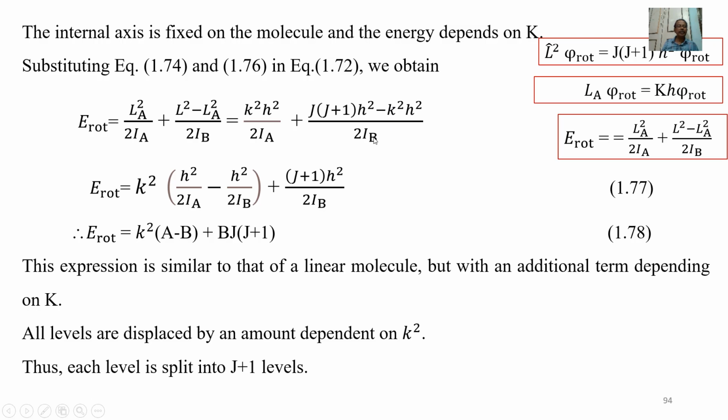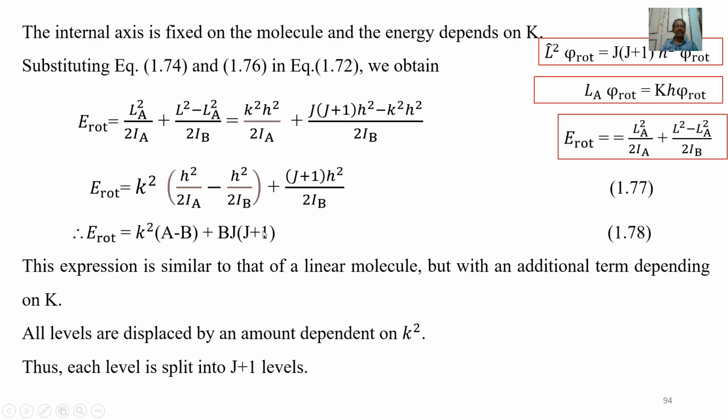So out of these two expressions, taking k squared out, we have k squared times h bar squared divided by 2I_a from the first term, and from the second term minus h bar squared divided by 2I_b, and the remaining term will be j into j plus 1 h bar squared divided by 2I_b. Now, E rotation can be simplified as k squared times (A minus B), where A is expressed as this, B is expressed as this, plus, of course, B times j into j plus 1.